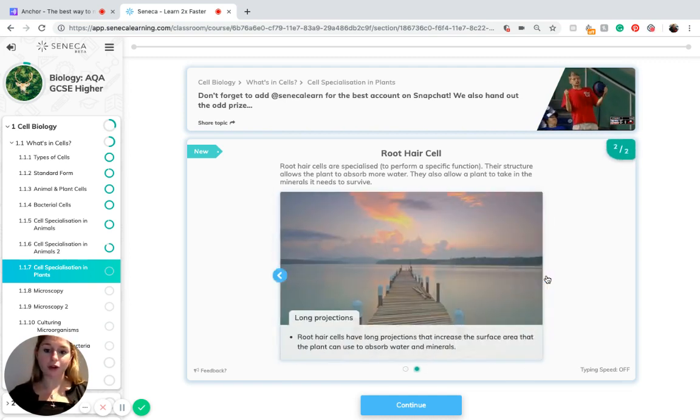They also have long projections. Root hair cells have long projections that increase the surface area that the plant can use to absorb water and minerals.